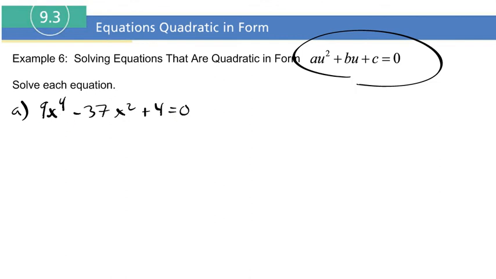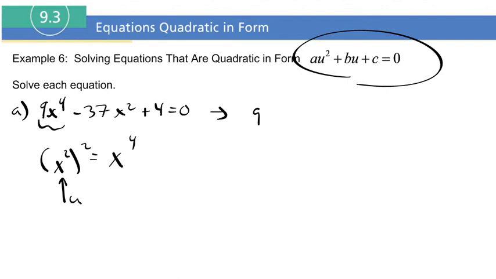The way we do this again is we take our first term and we say what squared is going to be equal to x to the power 4. We just ignore the coefficient there. So what squared is x to the power 4? That's going to be x squared, right? So that right there is going to be our u. So let's rewrite this in terms of u.